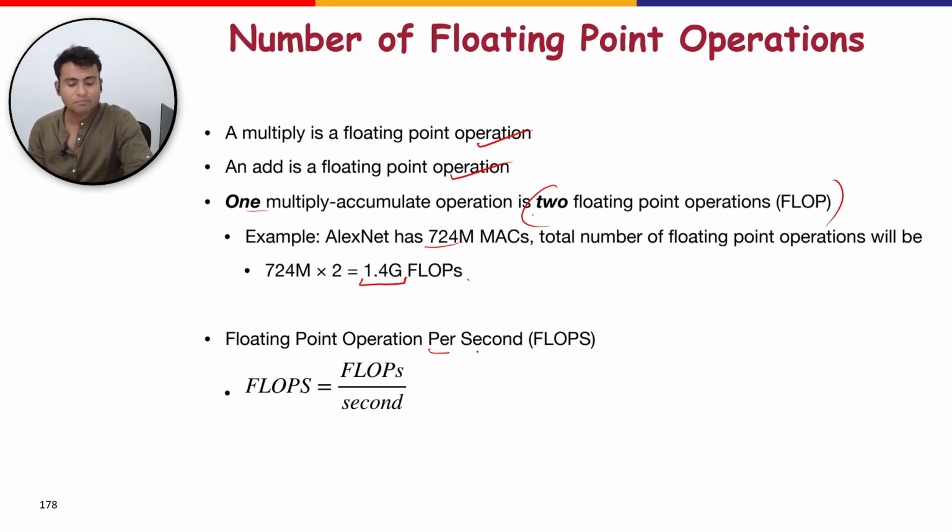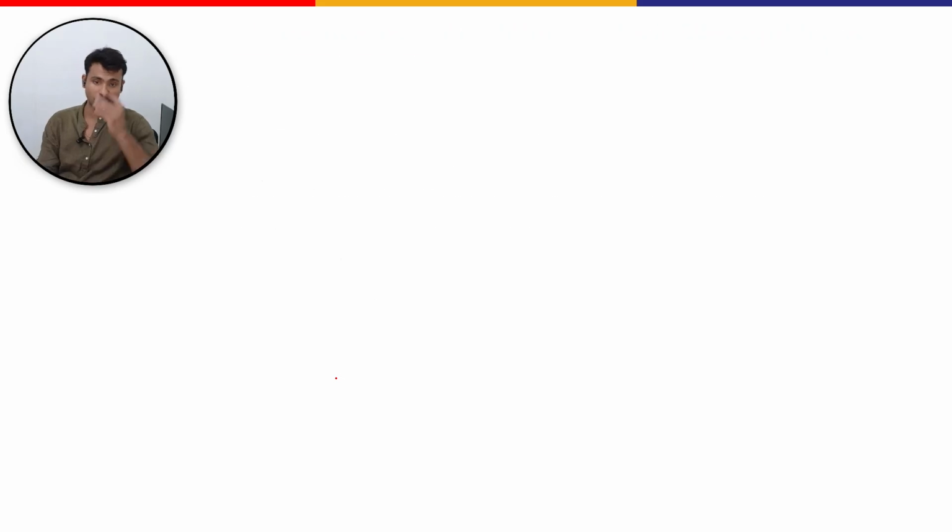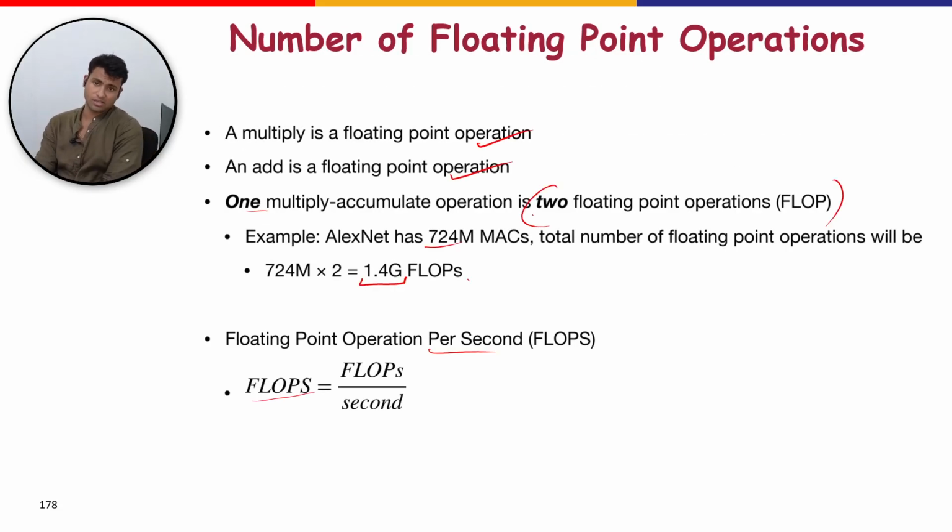Then we can calculate the floating point operations per second which can be performed by the processor, maybe it is your GPU or your FPGA. That is known as flops, floating point operations per second. So given the flops of a particular embedded device and given the machine learning model's MACs, you can calculate how much time it's going to take.